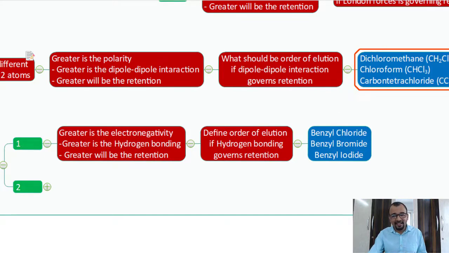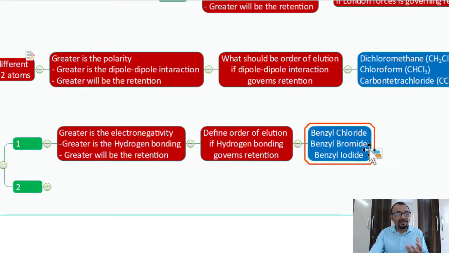Amongst these three halides, which one has the most electronegativity? It is the chlorine, right? So the benzyl chloride will have the most interaction with the stationary phase, and it is going to be retained for a longer time, and hence will elute very late in the chromatographic run. The second will be the benzyl bromide, and the last one will be what? The benzyl iodide, which will have the least interaction with the stationary phase and hence elute early in the chromatographic run. So this is the way, by knowing the electronegativity, you will be able to understand the order of elution in the chromatographic run.